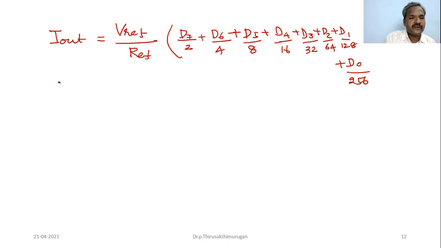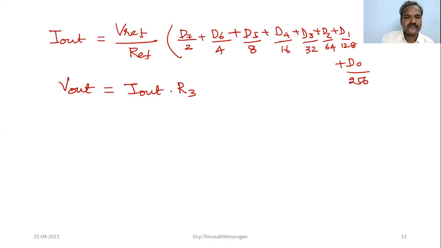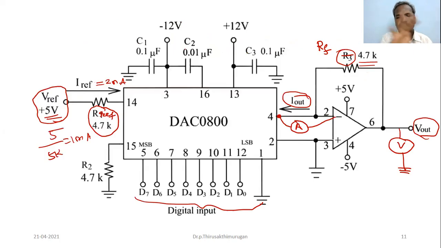So what is the V out from this? V out equals I out into R3, that is the feedback resistor. Better we write this as RF. RF is also 4.7K. These two are the important relations required for the operation. Understand or not? So first you connect everything, the entire circuitry of this DAC 0800.